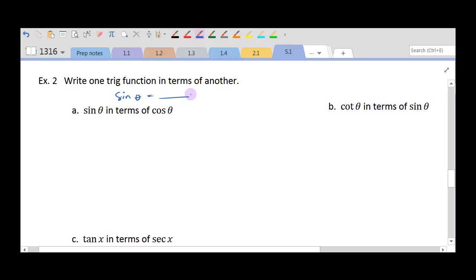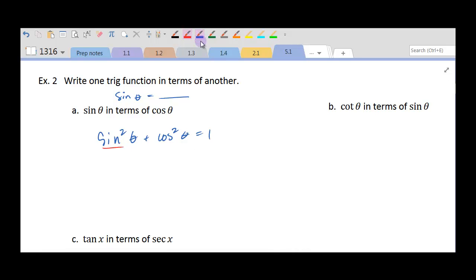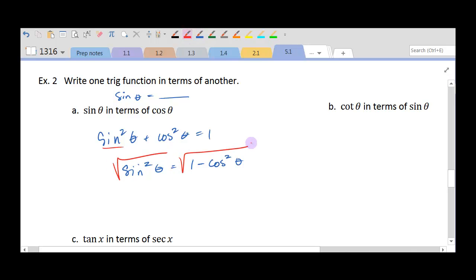One of the only identities that I know of right off the bat that relates both sine and cosine together is our Pythagorean identity. So we're going to start there. So I have sine squared theta plus cosine squared theta is equal to 1. And what I want to do is take this identity and basically solve it for sine. So we're going to subtract cosine squared theta to the right hand side, and I have sine squared theta is 1 minus cosine squared theta, but I have to take the square root of both sides because I want this in terms of just sine.